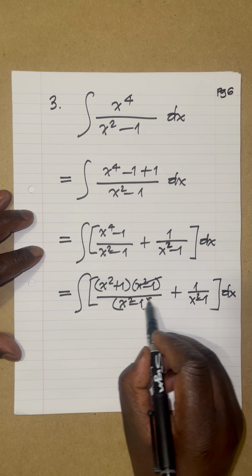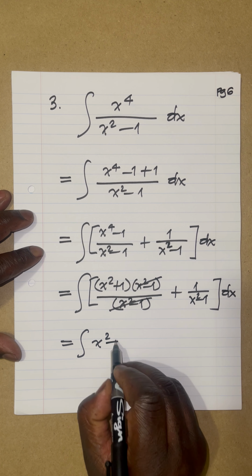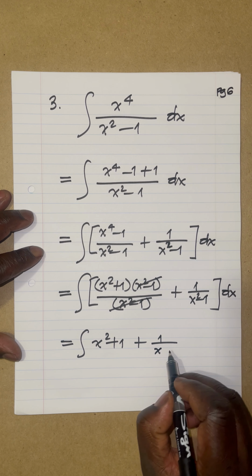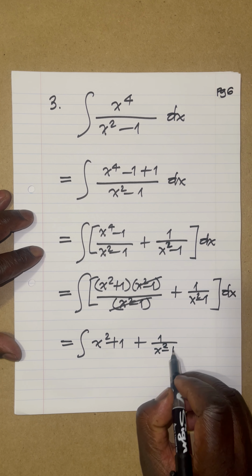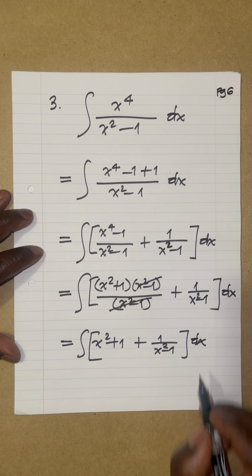Now this cancels that, you can see. So what do we have? We have the integral of x squared plus 1, and we have plus 1 over x squared minus 1, and we have dx like that.